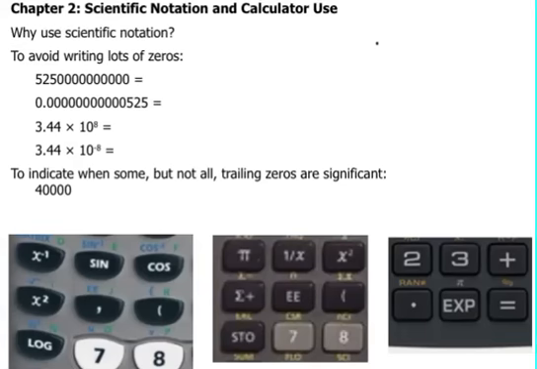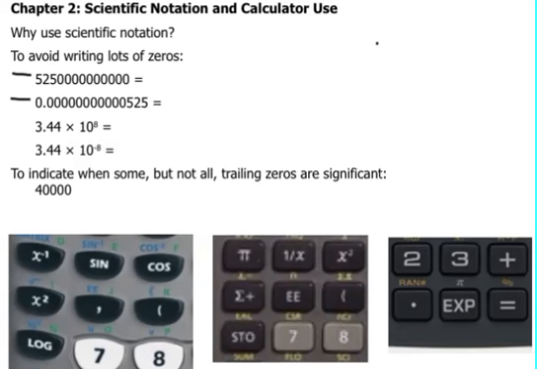Okay, in this video we're going to talk about scientific notation and how to do scientific notation on your calculator. First of all, why do we use scientific notation? Because when you have a really large number like this one, you end up with a lot of zeros to write, and if you have a really small number, you also end up with a lot of zeros to write. So to avoid doing that, you can use scientific notation.